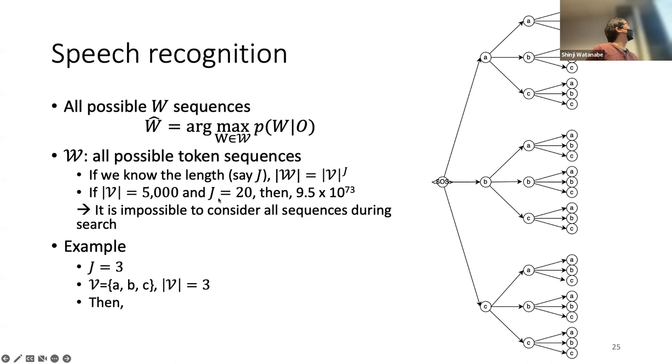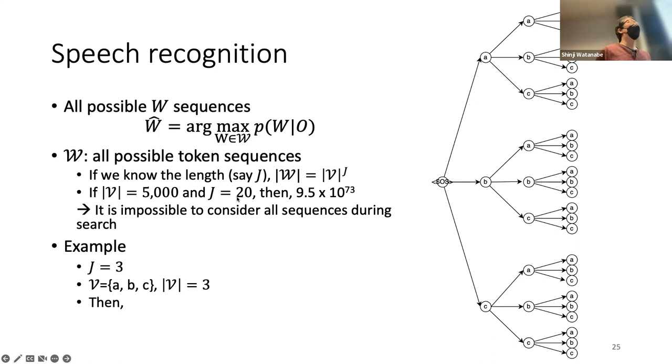And this part is actually quite annoying because it easily goes to a quite large number. So this is one example. Let's say the token vocabulary size after BPE is 5,000, and the length of the token sequence is 20.